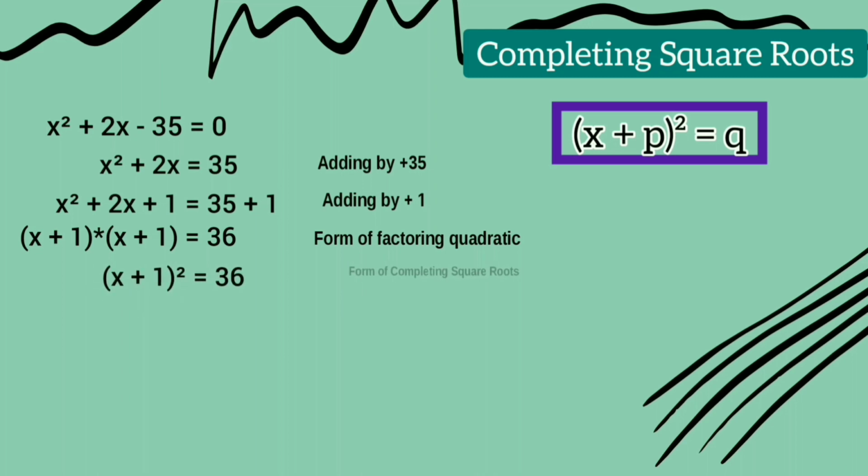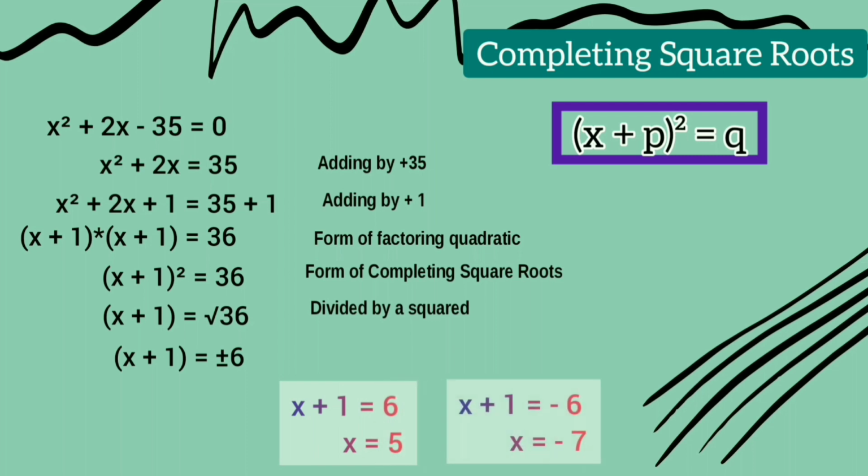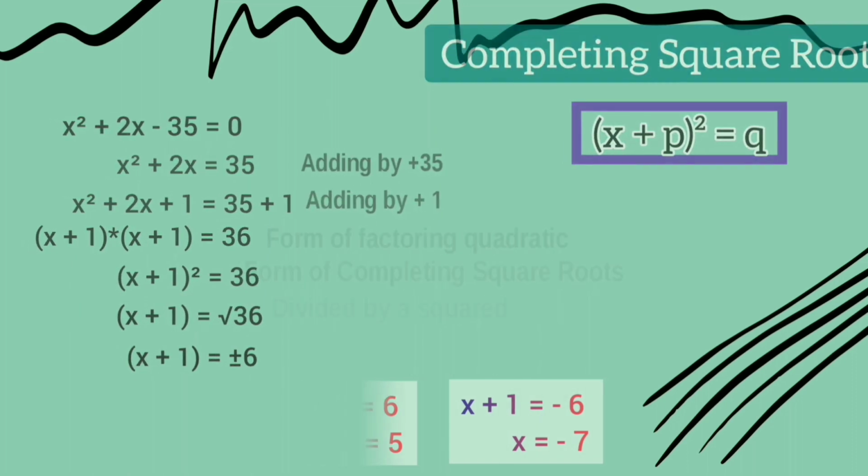And here is the form of completing the square, where p is 1 and q is 36. Then we take the square root of both sides, to be x plus 1 is equal to the square root of 36. The square root of 36 is equal to 6, so x plus 1 is equal to plus or minus 6. First, we find x plus 1 is equal to plus 6, then x is equal to 5. Second, x plus 1 is equal to negative 6, then x is equal to negative 7.